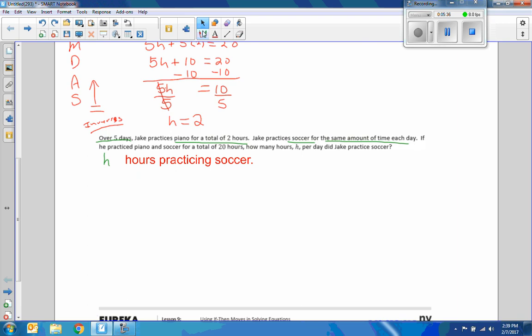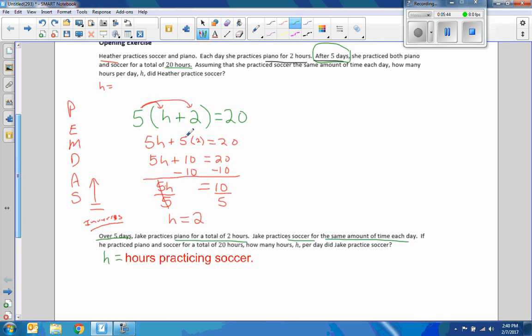So we're going to use the same variable, and H is the hours practicing soccer. The difference between the last problem and this problem is just the wording of this sentence here. Each day she practiced piano for 2 hours. Jake practiced piano for a total of 2 hours.